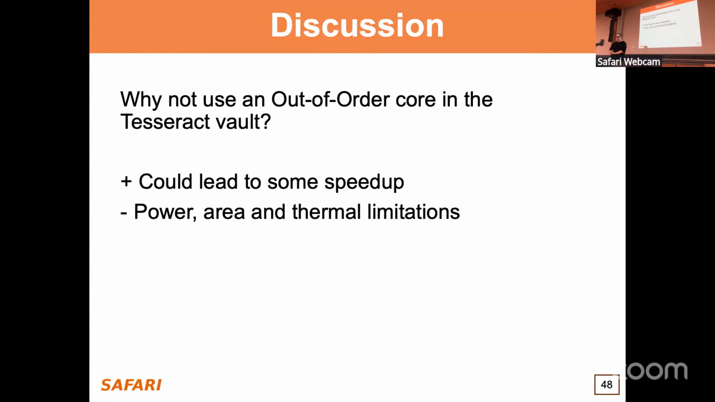And as Harsh already mentioned, there are power, area, and thermal limitations. Most of these would have been breached if an out-of-order core had been employed in that vault design. And the prefetching just makes it mostly unnecessary.